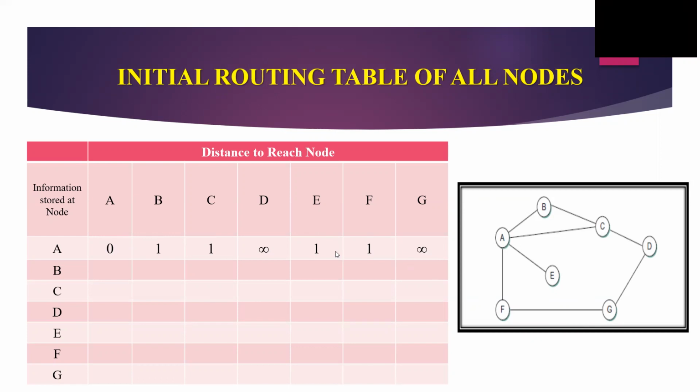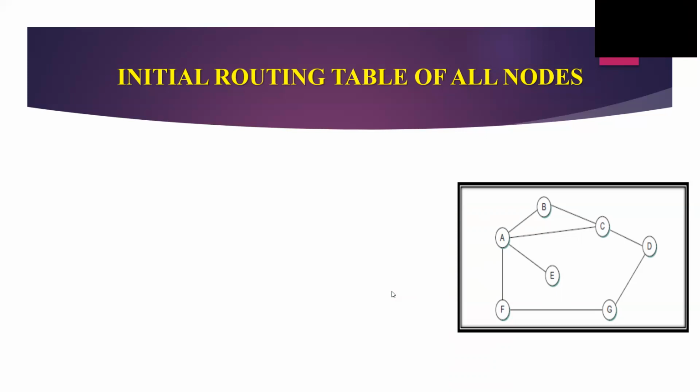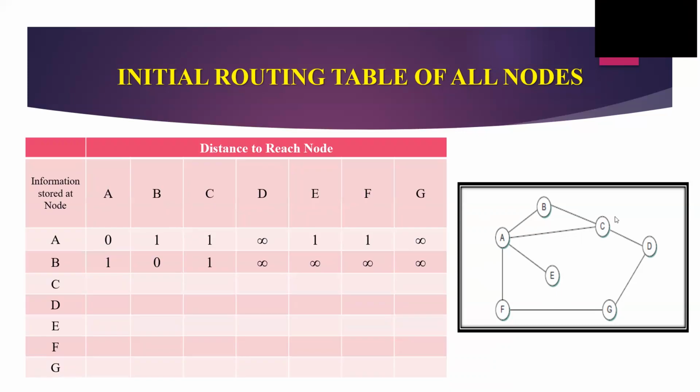Likewise, we have to fill the other tables. Suppose the starting node is B. B to A, there is a direct connection, so the cost is 1. B to B self node, so the cost is 0. B to C directly connected, so the cost is 1. B to D indirectly connected, so the cost is infinity. B to E, B to F, and B to G also indirectly connected, so the cost will be infinity. Likewise, you have to fill the other nodes.